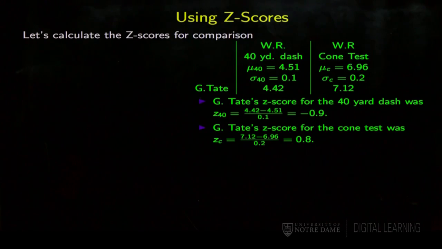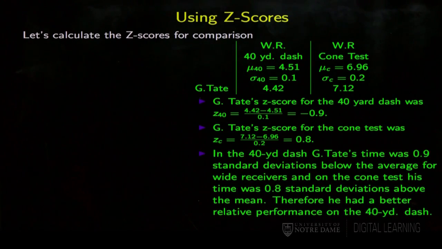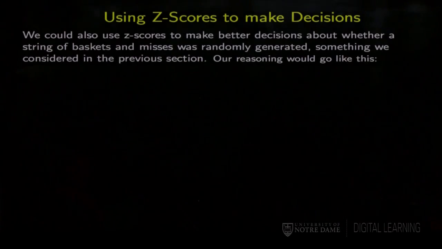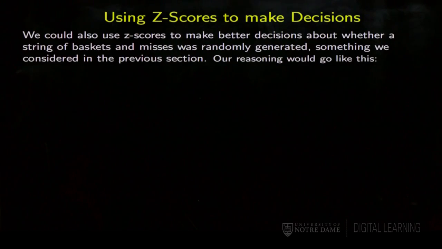Now in this case, being below the mean is better than being above the mean because it's a timed test. Lower times are better. The z-score for the cone test was Golden Tate's time 7.12 minus the average 6.96 divided by the standard deviation for that test for wide receivers, which is 0.2, and that's 0.8 standard deviations above the mean. So his performance for the 40-yard dash was better in comparison to the population than his performance for the cone test.